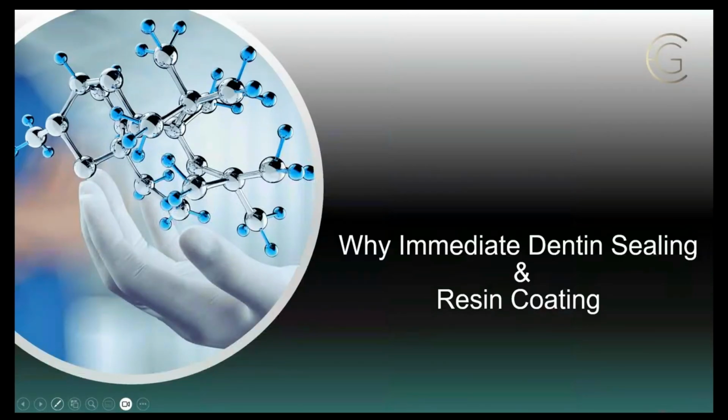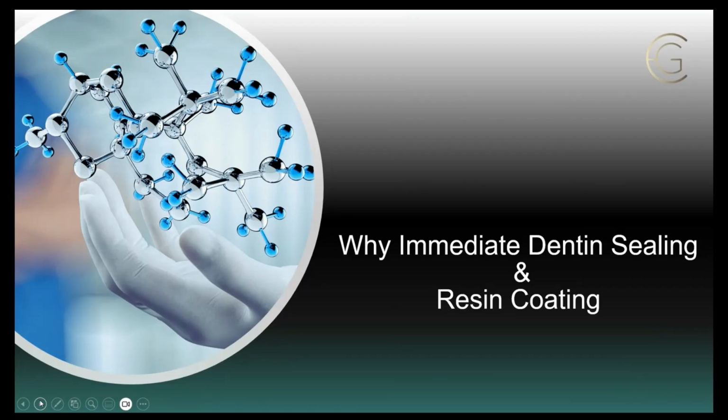So why immediate dentin sealing and resin coating? And again, I believe that they said earlier that you could ask questions along the way. If you type something in, they'll interrupt me. I can't see the questions, but we'll also answer questions at the end. I looked at it as well.